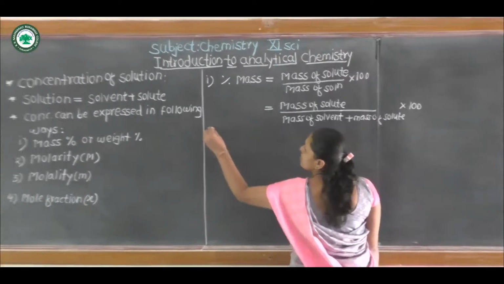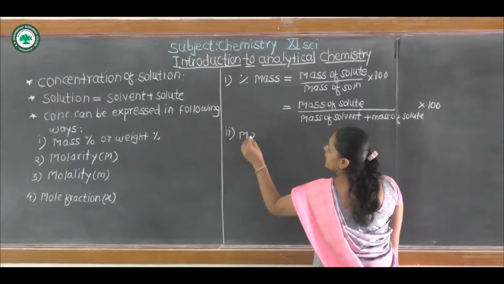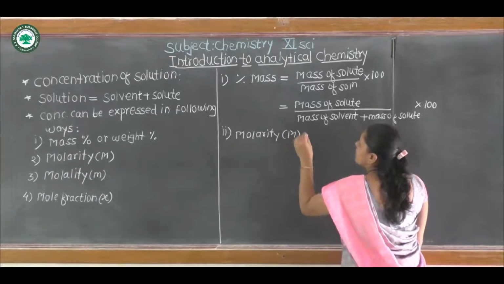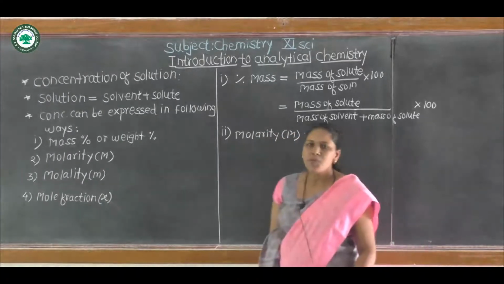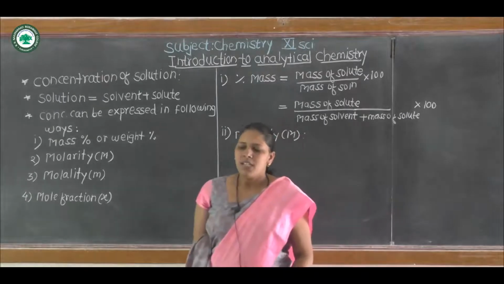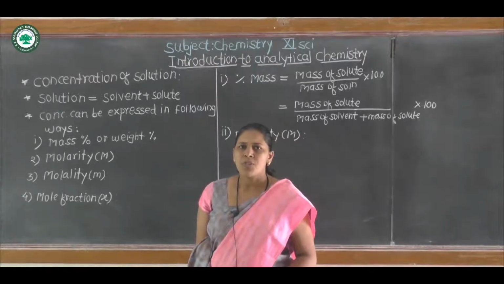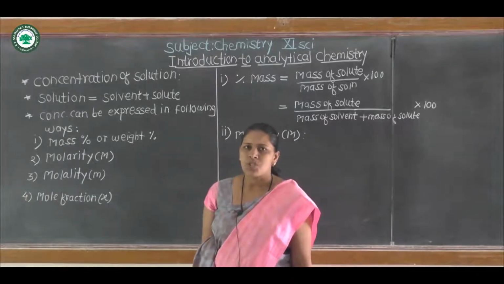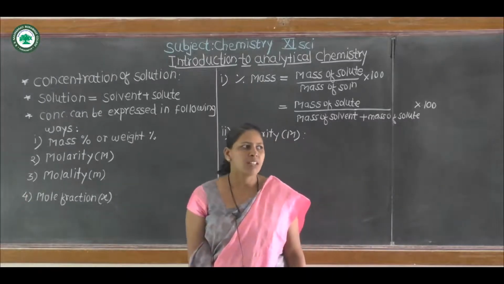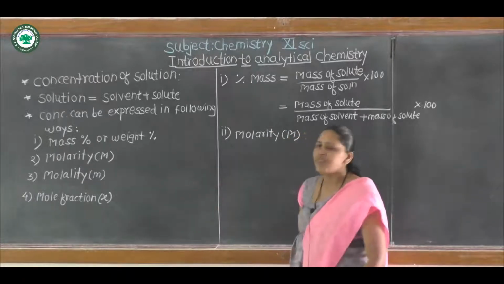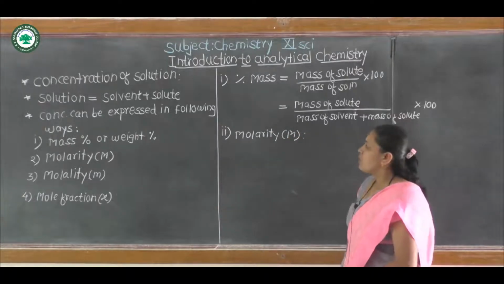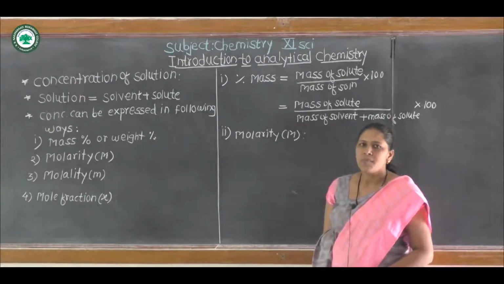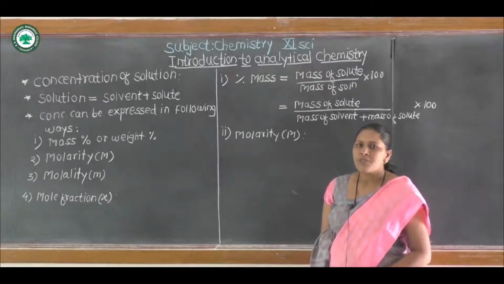Second one is molarity. It is denoted by capital M. Molarity is nothing but the number of moles of solute present in 1 liter of solution. For a 1 mark question, it will be asked: define molarity. Molarity is defined as the number of moles of solute present in 1 liter of solution.